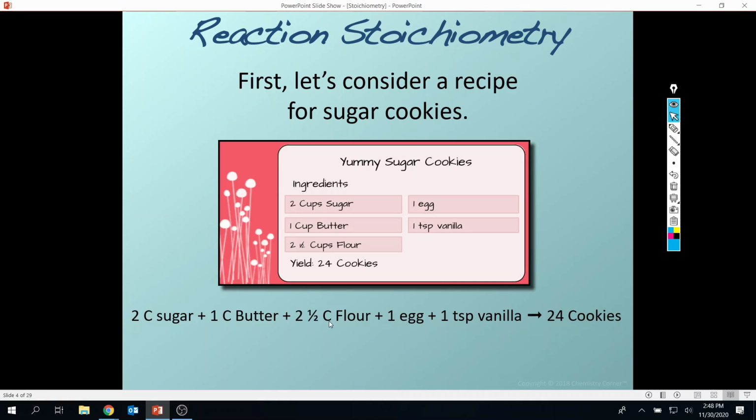Now, normally we do not use halves in our coefficients for our chemical reactions. So I would be a little happier if we had doubled all this so that we could have 4 cups sugar, 2 cups butter, 5 cups flour, 2 eggs, 2 teaspoons of vanilla, and 48 cookies.